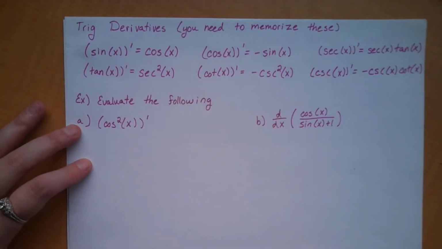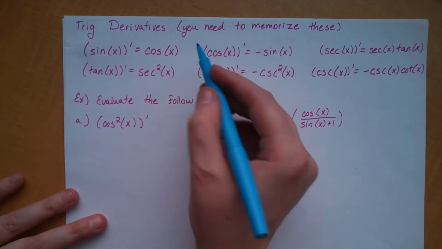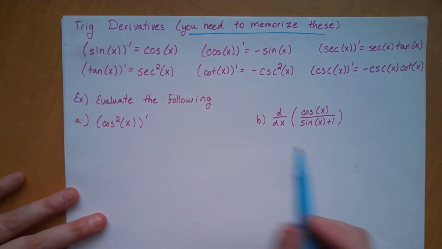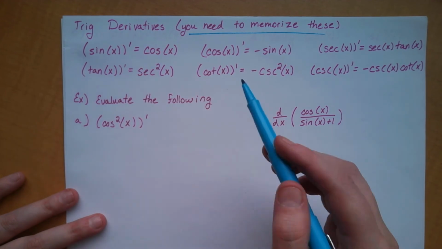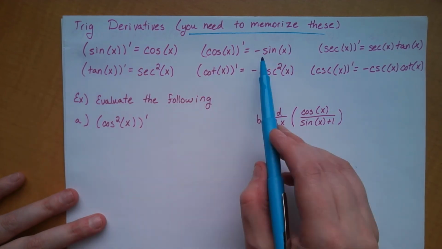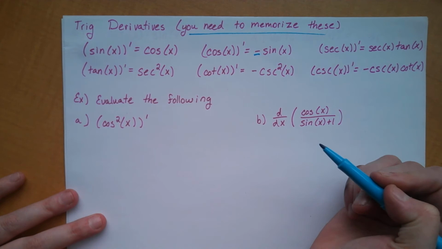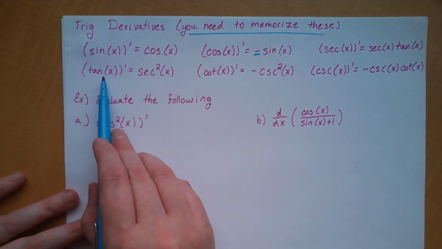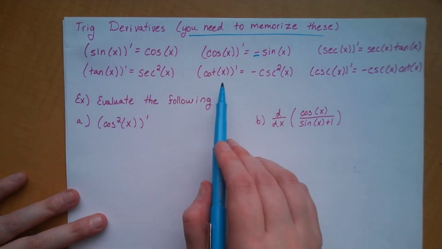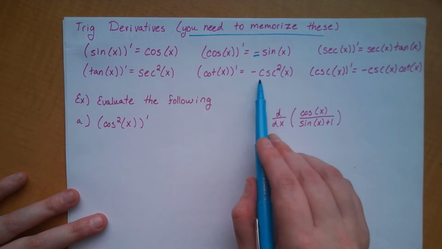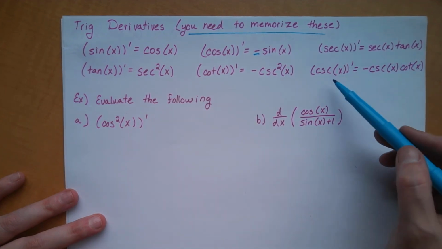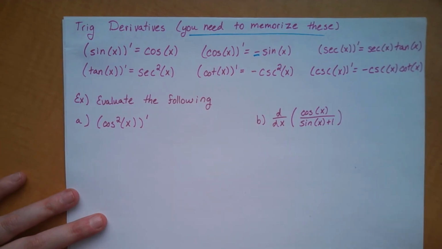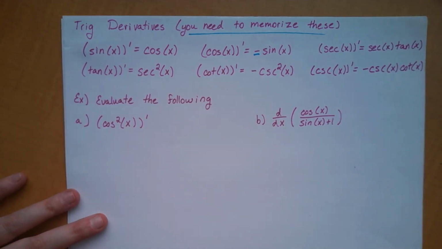So our trig derivatives are the following. Make note that you need to memorize these. So sine of x, if we take the derivative of that, is going to be cosine. The derivative of cosine is going to be negative sine. The derivative of tangent is going to be secant squared. Derivative of cotangent is going to be negative cosecant squared. Derivative of secant is secant tangent, and the derivative of cosecant is negative cosecant cotangent.